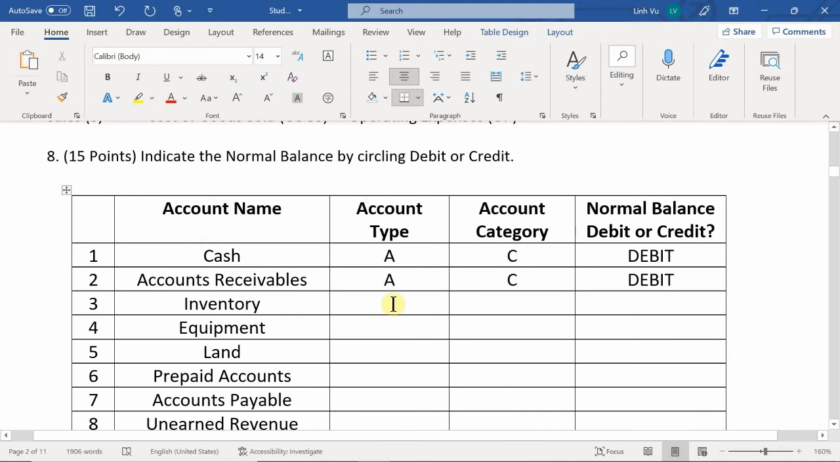Okay, what about inventory? It is an asset. What kind of asset? Definitely current. And what kind of normal balance would it have? Yes. Okay, so in this case, inventory, right? We could turn around and sell it the same day in order to receive cash. So that is why it is a current asset. What about equipment?